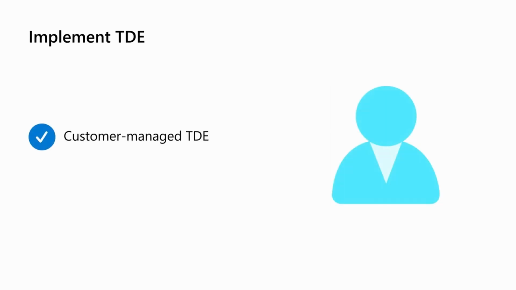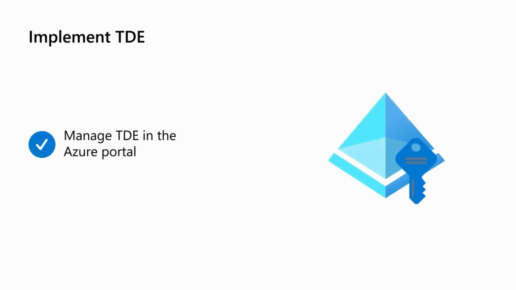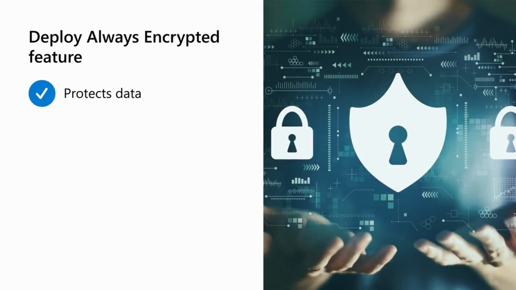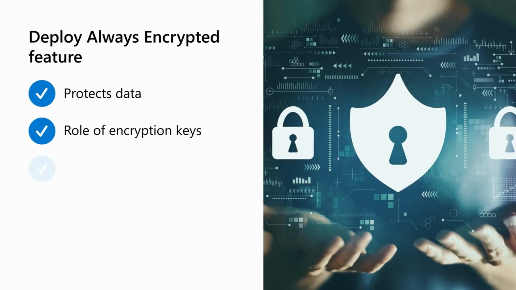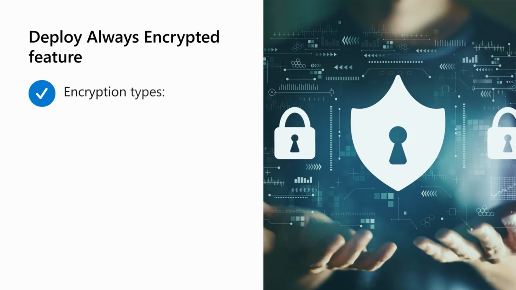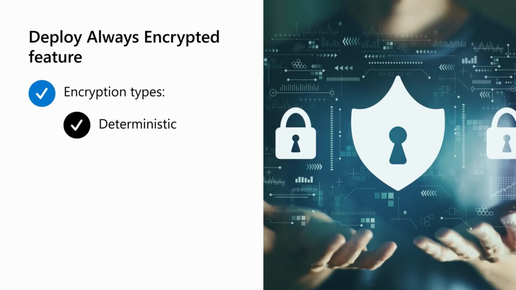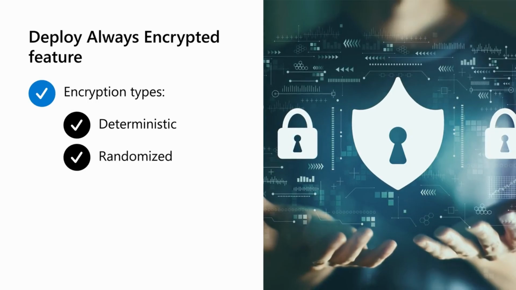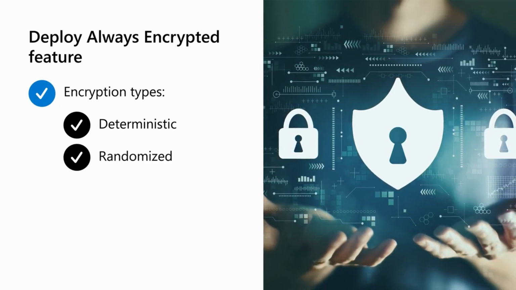Next, you learned how to implement TDE along with Service Managed TDE and Customer Managed TDE, or Bring Your Own Key, or BYOK. Once you learned how to implement TDE, you were also able to manage TDE in the Azure portal. Moving on, you learned how Always Encrypted protects your data. You learned the role of encryption keys and their implications for data security at rest and in use. You learned that there are two types of encryptions. The first is deterministic, which always gives the same result for any plain text, and the second is randomized, which encrypts data less predictably, making it more secure.